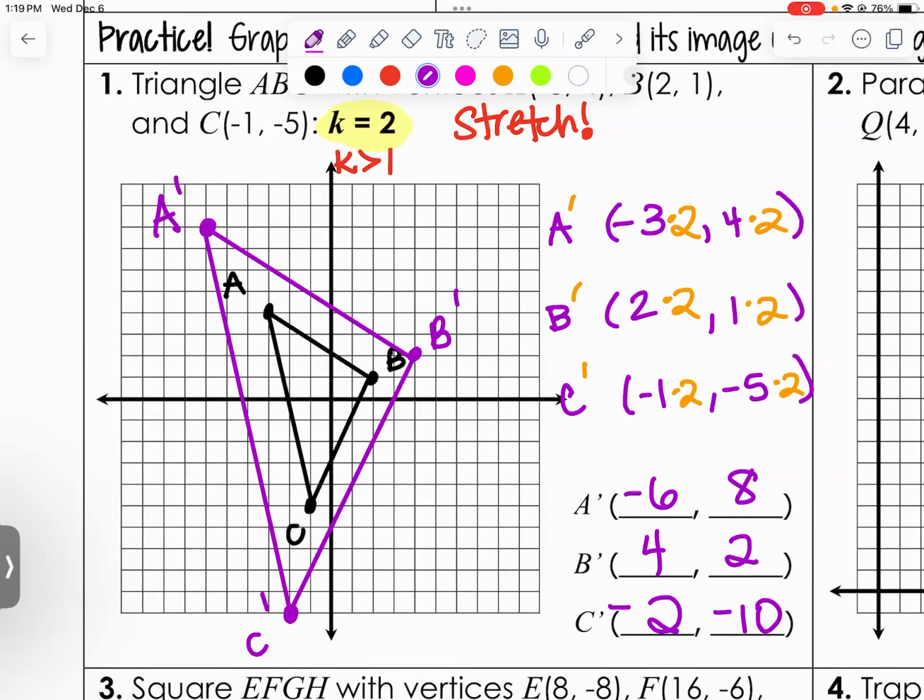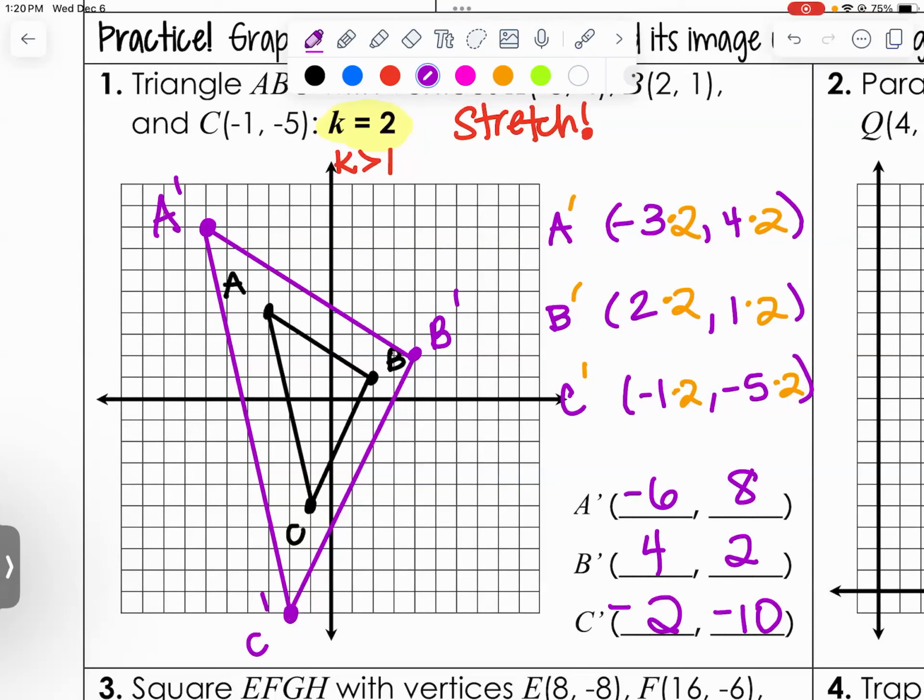So now I want you to plot those 3 coordinates and connect them. What do you notice about this purple triangle compared to the original one? It's bigger. By how much, Reagan? Okay, it is twice as big because our scale factor is 2.